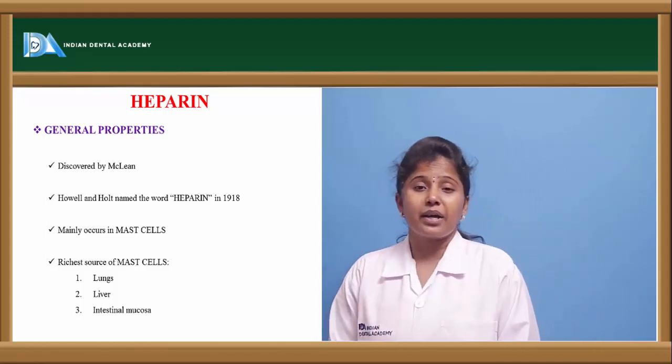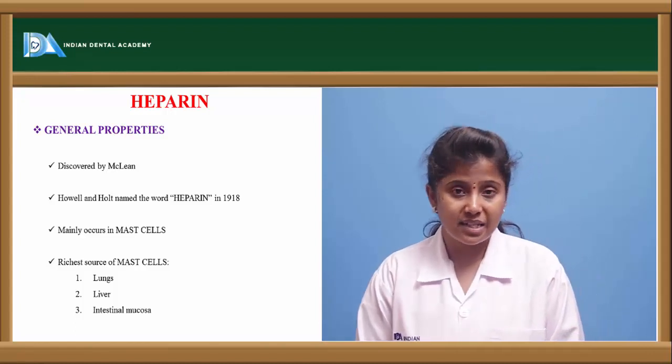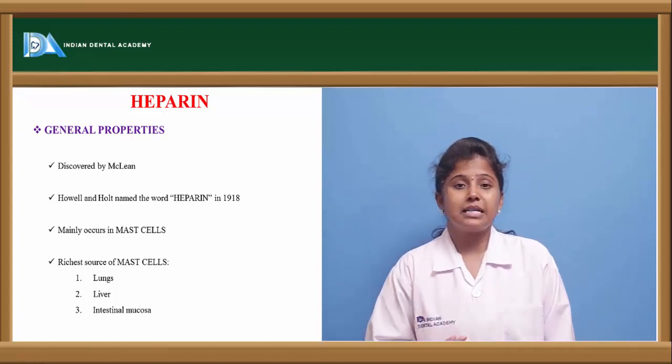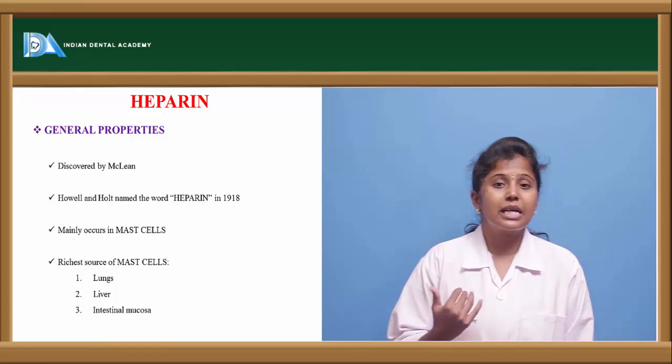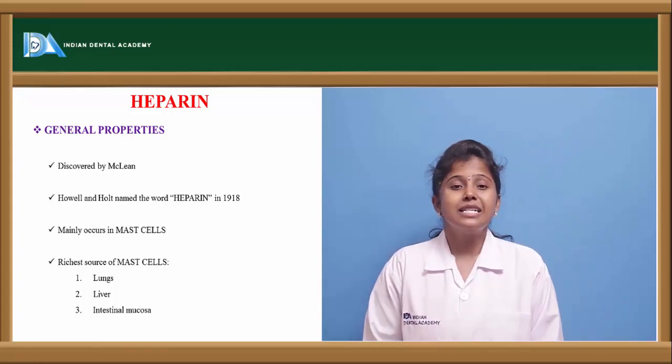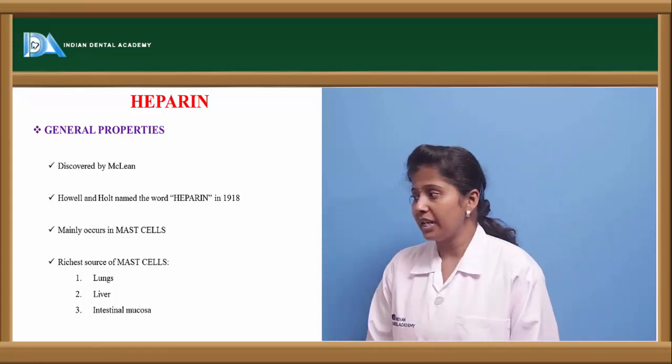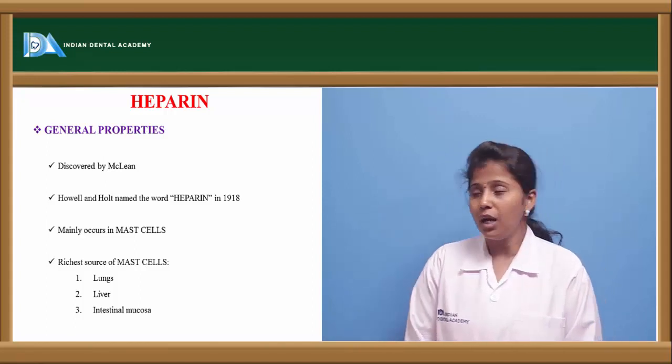This heparin mainly occurs in the mast cells. From the mast cells, histamine is released, and along with that heparin is also released. These mast cells are richly present in the liver, lungs and intestinal mucosa.